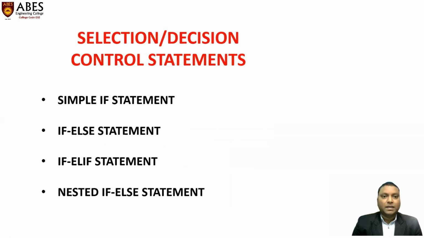Now, what are the selection decision control statements? In Python programming language, we have four types of control statements. Number one, simple if statement. Number two, if else statement. Number three, if elif statement. And number four, nested if else statement. I will take the example, the syntax and flowchart of each statement one by one.